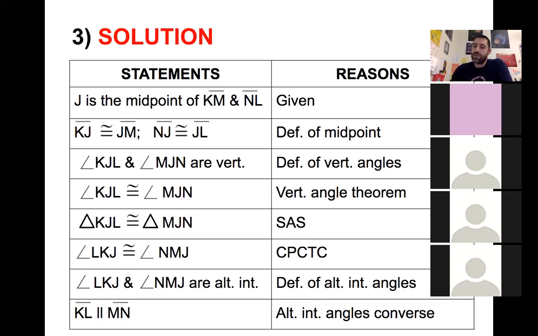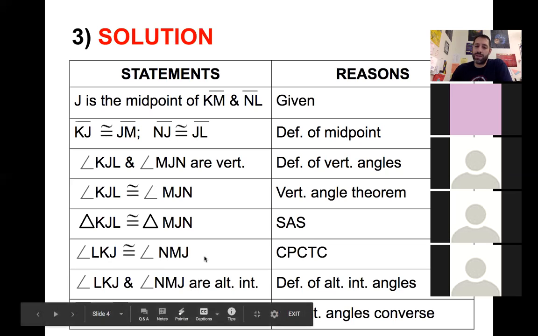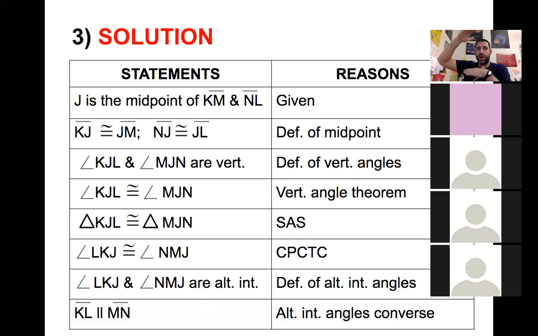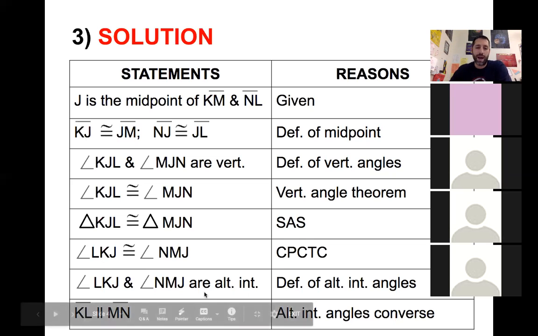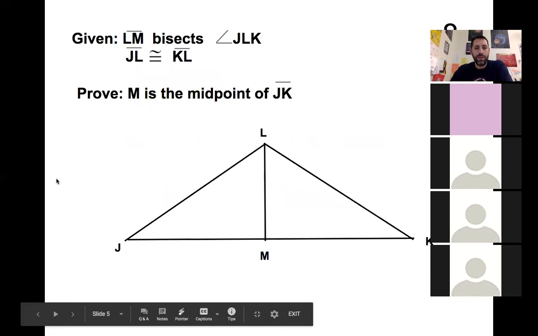You can't just jump straight from CPCTC to the last one, because we have to say that they are alternate interior angles. We have to at least say that. Once we know that they are, and we've already proven they are congruent, that proves that the lines they are made up of will be parallel, with the diagonal in between them as the transversal. Okay, so there's one example.